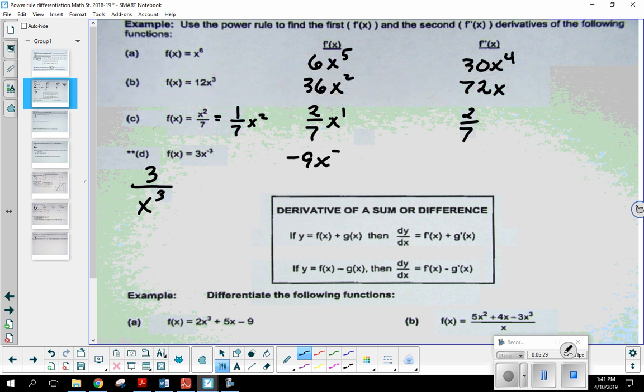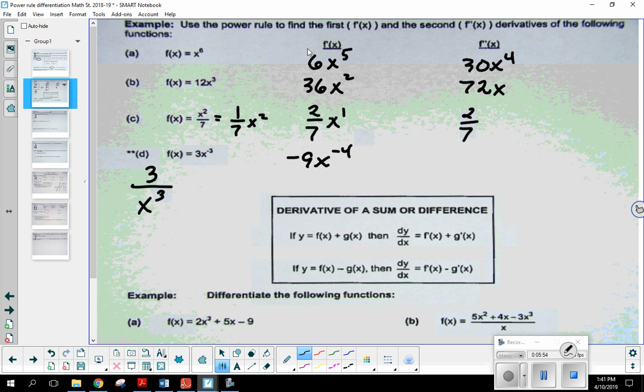Negative 9x to the negative what? Perfect. Again, negative 3 times... I just lost my train of thought. Negative 3 times 3, there's your negative 9. And then when you subtract 1 from the power, you get negative 4. Negative 3 minus 1. Remember, with the negatives, it's a little different because the larger it looks, the smaller it actually is. Okay, very good.